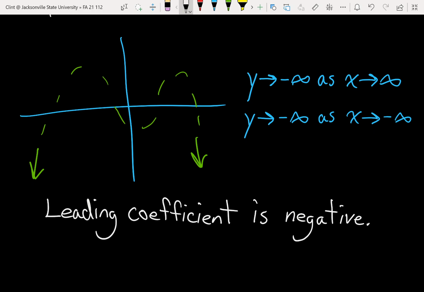So again, if you just remember that graph of x squared like we talked about in the last section: positive leading coefficients are like a smile, they both go up. Negative leading coefficients are like a frown, they both go down.